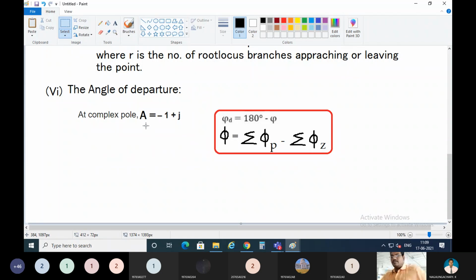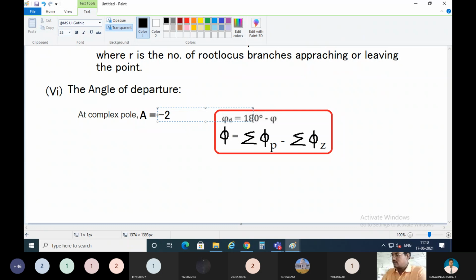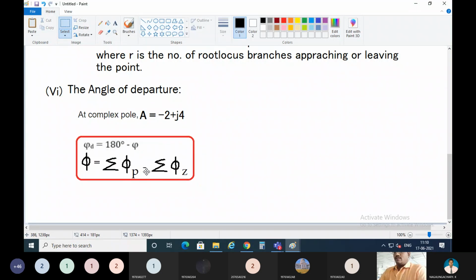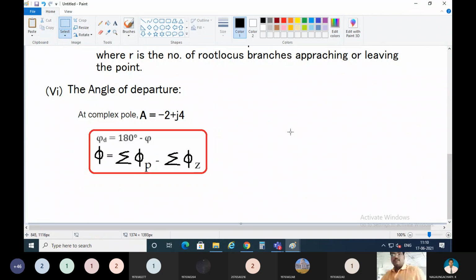So now here I can consider, for example, A. What is the A value? -2 plus J4. So at this point, let us calculate the angle of departure. This is the formula: phi d equal to 180 degrees minus phi, where phi equals the sum of angles contributed by the poles minus the sum of angles contributed by the zeros.